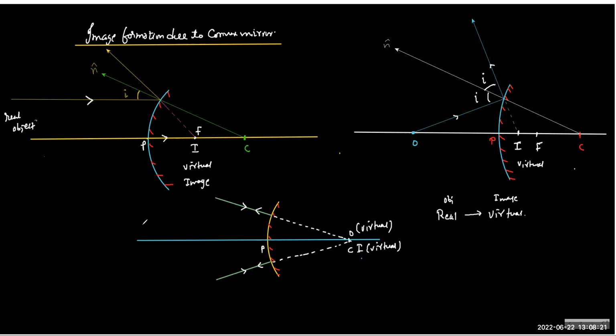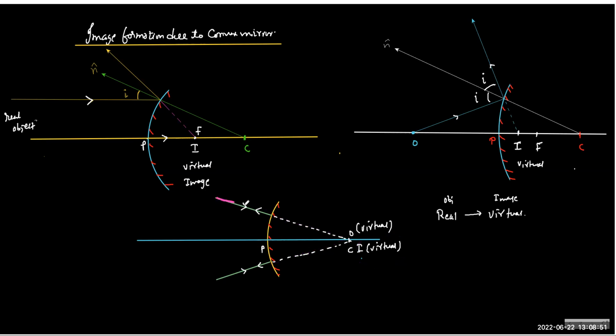No. If you trace back the reflected light, will it meet? Are they going to meet? You need to move it backward. Produce backward. This light ray will never meet. So what will you do? You will produce it backward. So what will you get? A virtual image.